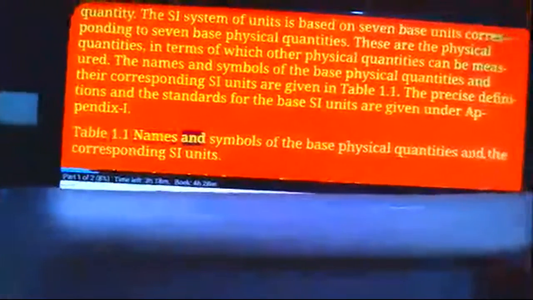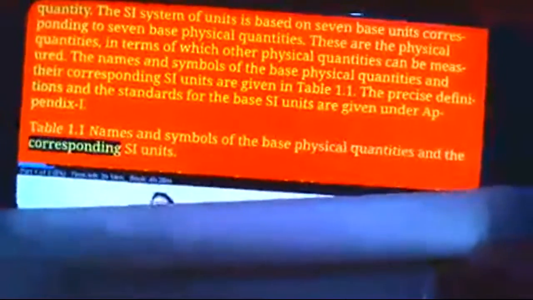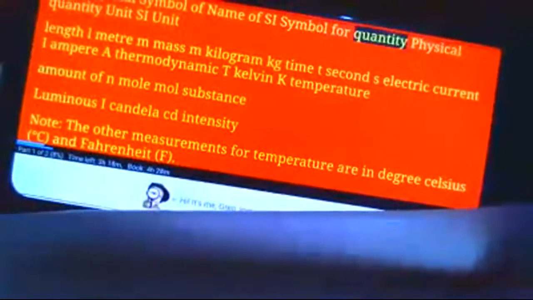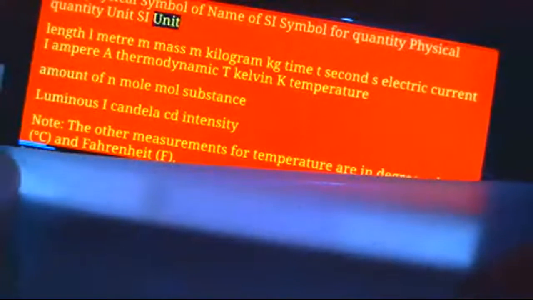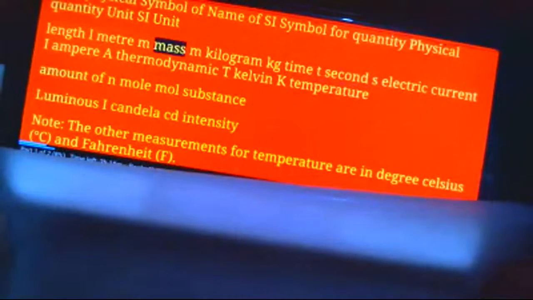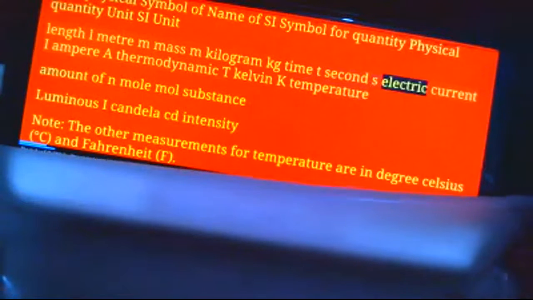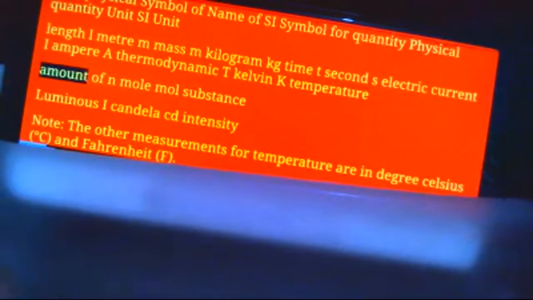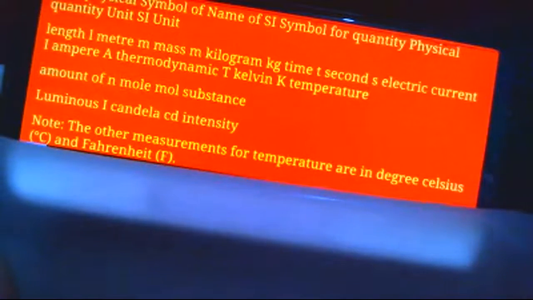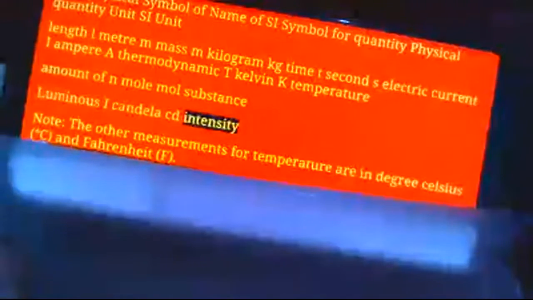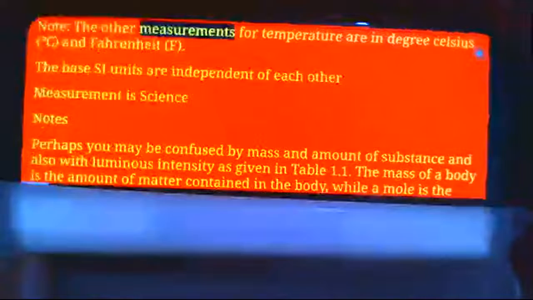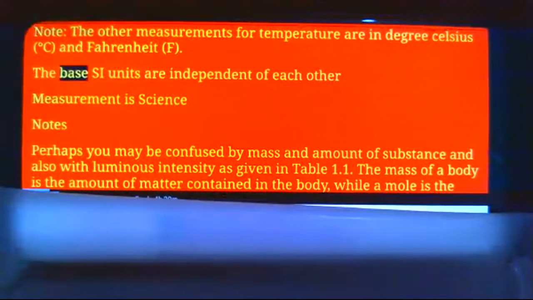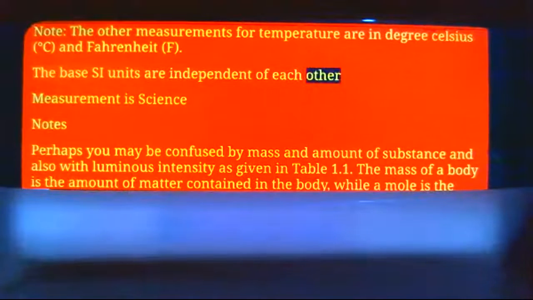Table 1.1: Names and symbols of the quantities and the corresponding SI units. Length, symbol L, meter, m. Mass, M, kilogram, kg. Time, T, second, s. Electric current, I, ampere, A. Thermodynamic temperature, T, kelvin, K. Amount of substance, N, mole, mol. Luminous intensity, I, candela, cd. Note, the other measurements for temperature are in degree Celsius, degree C, and Fahrenheit, F. The base SI units are independent of each other.